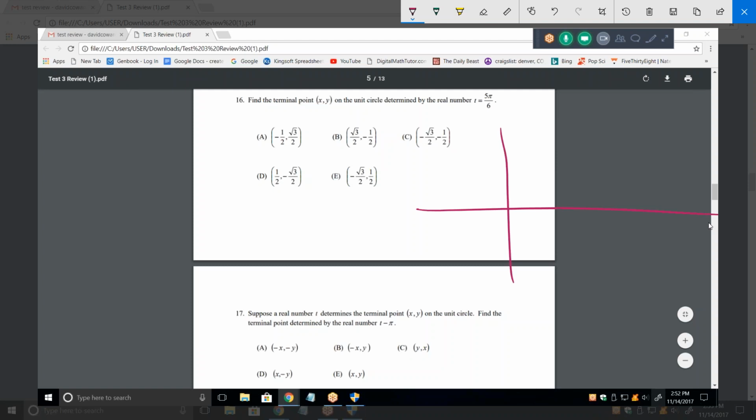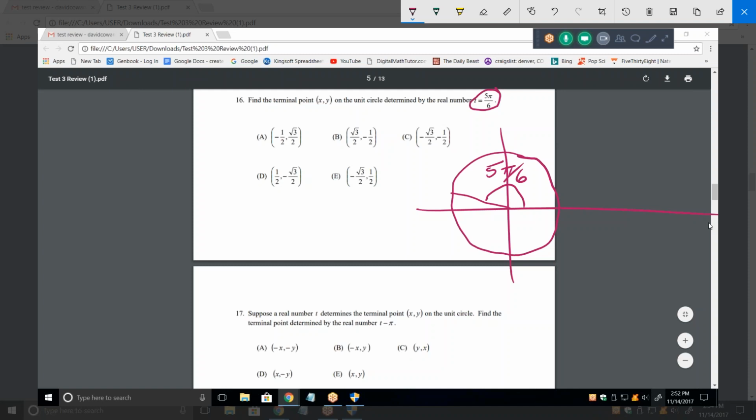Find the terminal point on the unit circle determined by the real number t equals 5π/6. Well, what they mean by that is that's the angle. They're giving us an angle there. That angle is 5π/6. Okay?